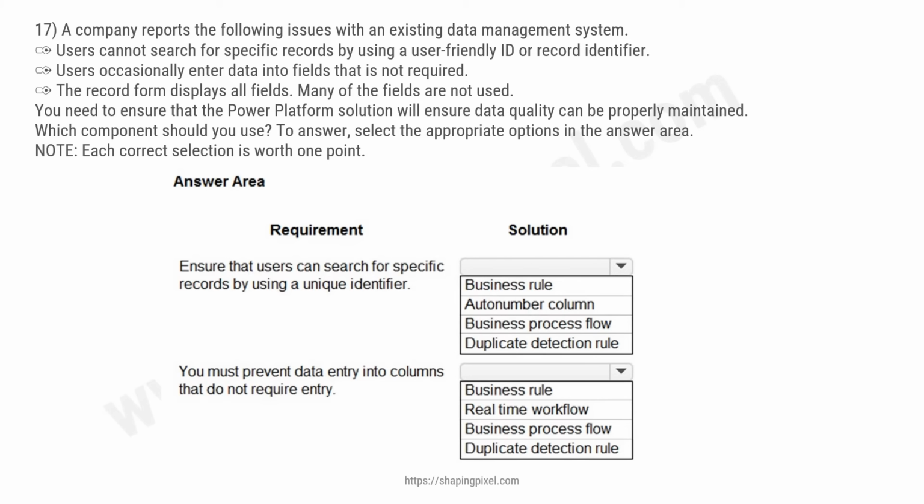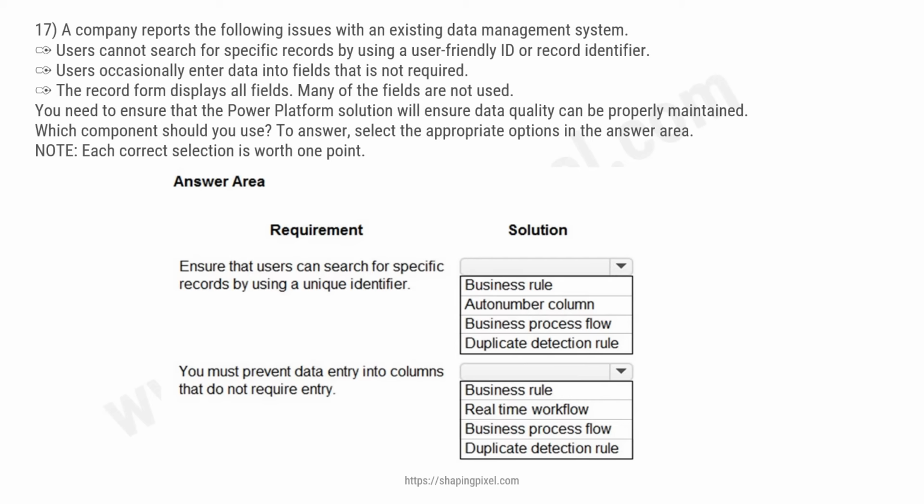Question number 17. A company reports the following issues with an existing data management system. Users cannot search for specific records by using a user-friendly ID or record identifier. Users occasionally enter data into fields that is not required. The record form displays all fields. Many of the fields are not used. You need to ensure that the Power Platform solution will ensure data quality can be properly maintained. Which component should you use? To answer, select the appropriate options in the answer area. Each correct selection is worth 1 point.